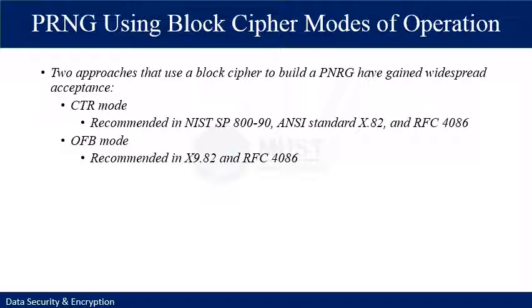So in that case, two approaches that use the block cipher to build pseudo-random number generators have gained widespread acceptance. The first one is counter mode, and it is recommended by NIST SP 800-90, ANSI standard X9.82 and RFC 4086. The second most widespread example is output feedback mode, and it is recommended by X9.82 and also RFC 4086.